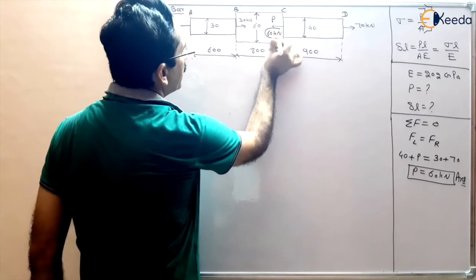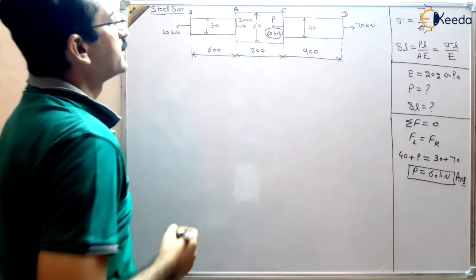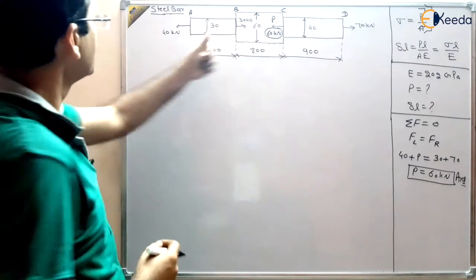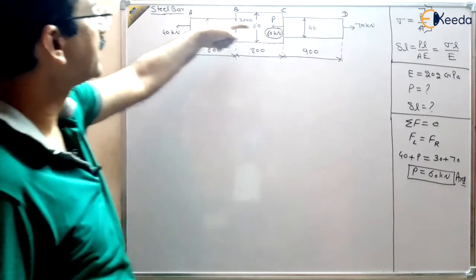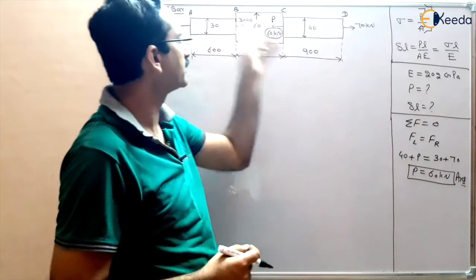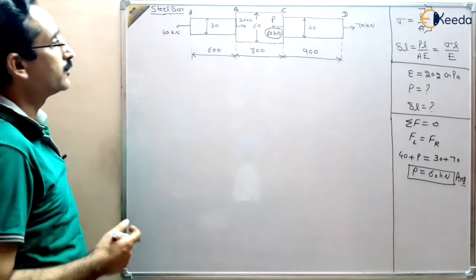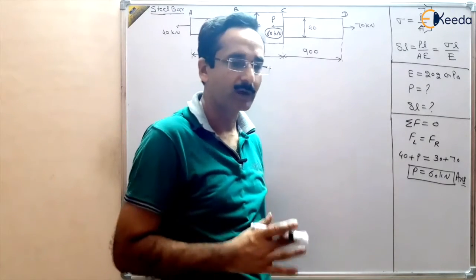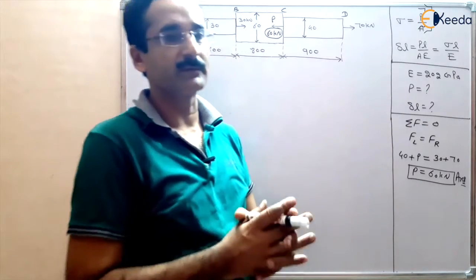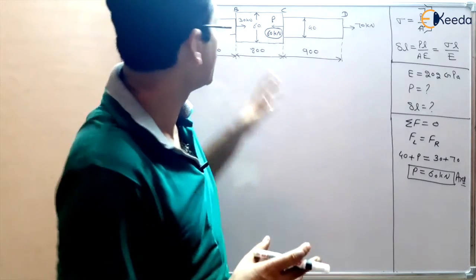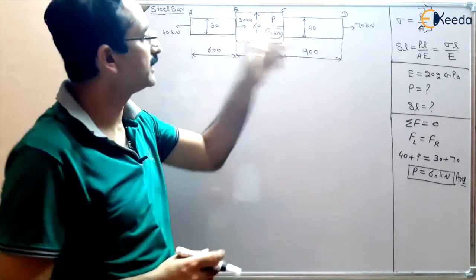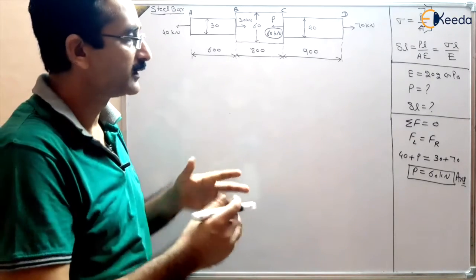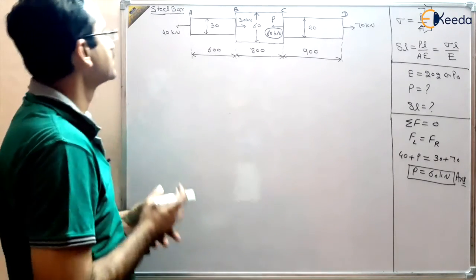Now this is known, 60 kilonewton. So you can check: 60 plus 40 leftward is 100, 30 plus 70 rightward is 100. Now our aim is to find out the deformation in the bar. What will be the deformation in the bar? We can apply the principle of superposition, that we have to find out the force in each section, and then we have to find out the deformation in each section, and we have to add up those deformations.